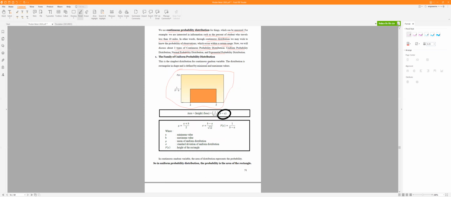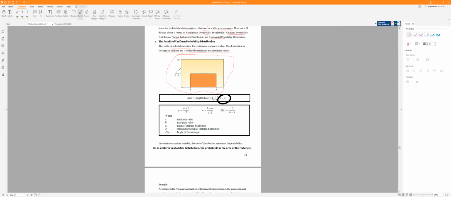So if you want to draw in the first place, you have to understand the concept behind the area under the graph itself. So this is the simplest one. Uniform, this is the simplest one. It's rectangular in shape. It's always rectangular and defined by minimum and maximum values. So the y-axis is the probability and the x-axis is the values, right?